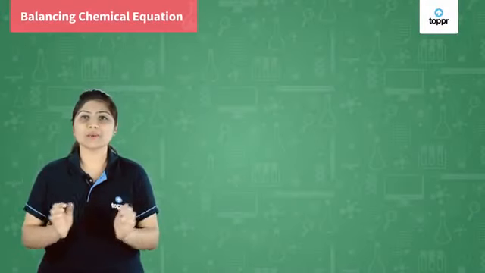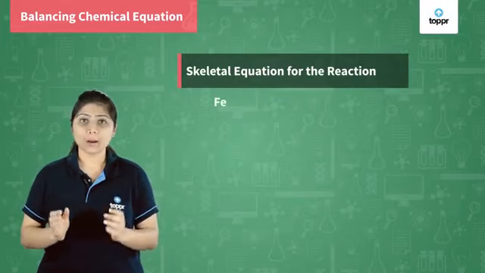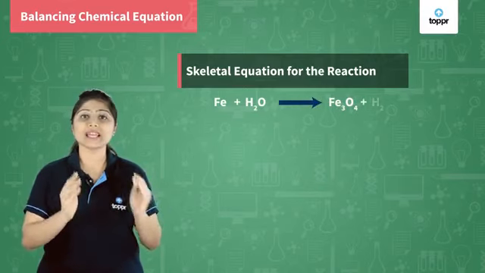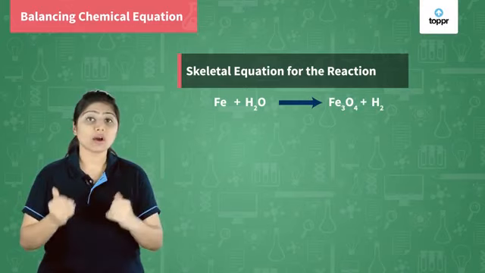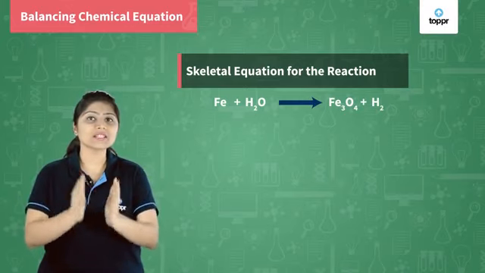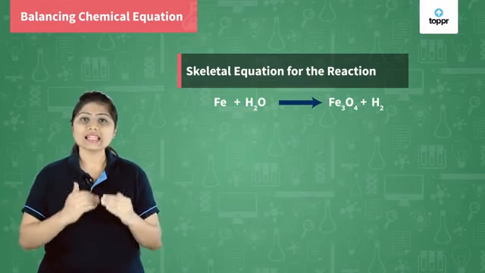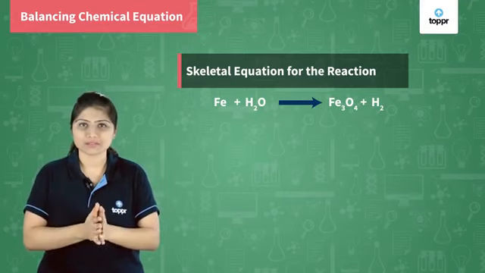Balancing chemical equations. Look at this chemical equation: Fe plus H2O gives Fe3O4 plus H2. It is a skeletal equation, so you have to balance it in order to satisfy the law of conservation of mass. Let us see the stepwise balancing of this skeletal equation.